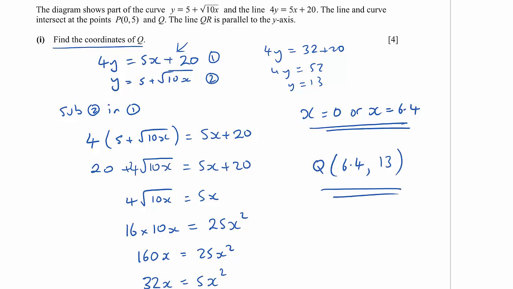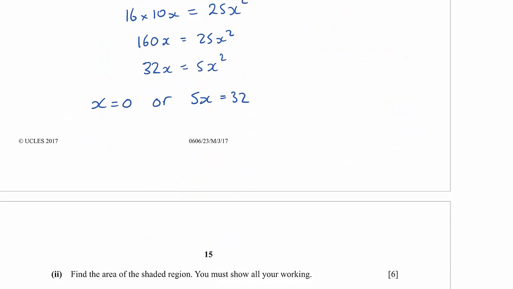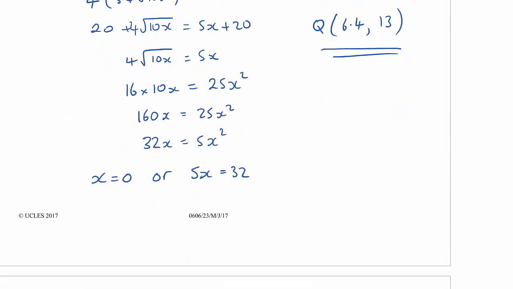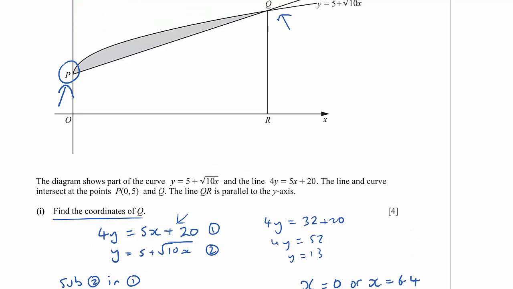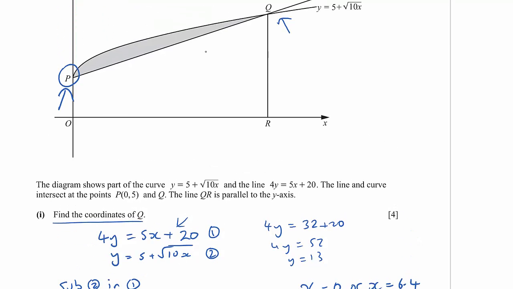So let's go to the next part of the question. We want to find the area of the shaded region. So what's the shaded region here? Okay, so that would be the area under the curve, take away the area of this trapezium. Now, as far as the trapezium is concerned, we've just found that this length is 6.4 and the height of this is 13, and P was given as 0, 5.